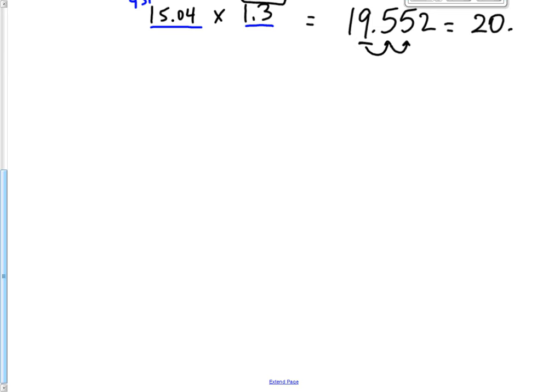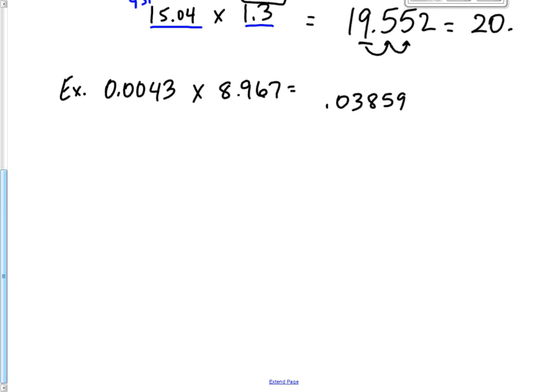Let's say that we've got 0.0043 times 8.967. Okay. Step number 1, complete the operation. Okay. You end up with 0.03859.